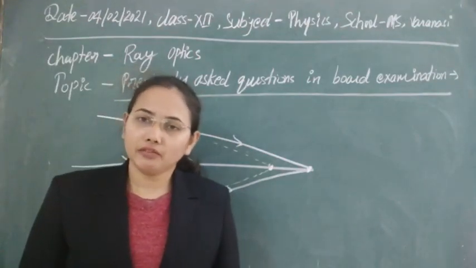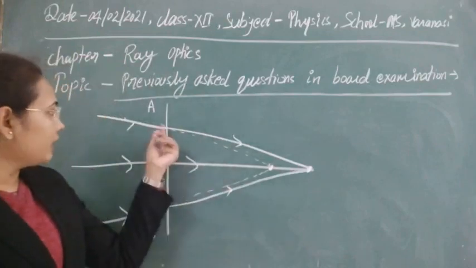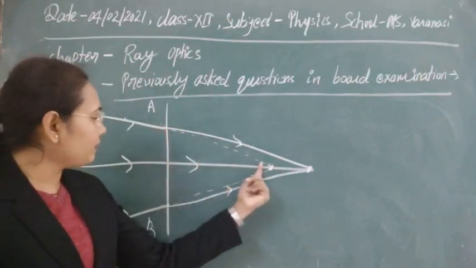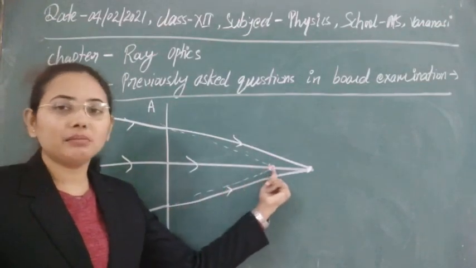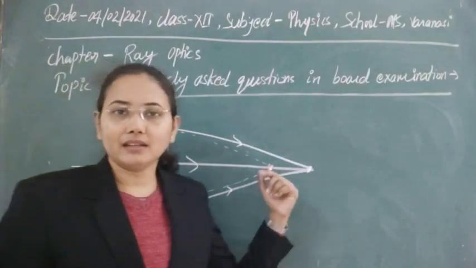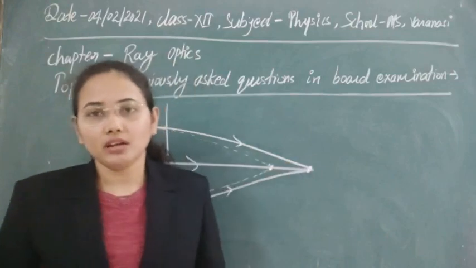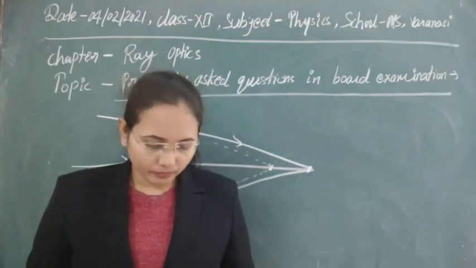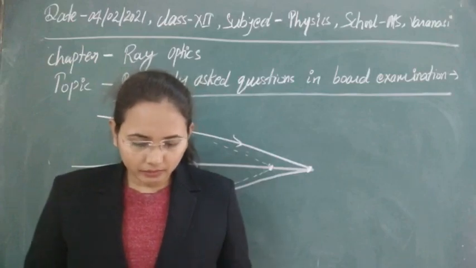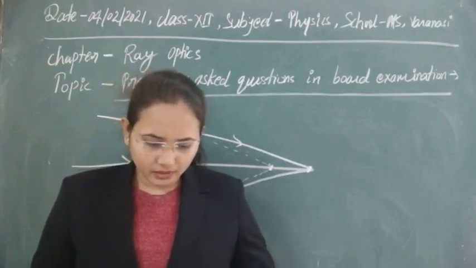Whenever the rays are diverging, if you draw the actual path of these rays, they meet at this point. So it means that the lens is a diverging lens, or concave lens. So don't be confused by this question. This is the 1 mark question that is asked here.